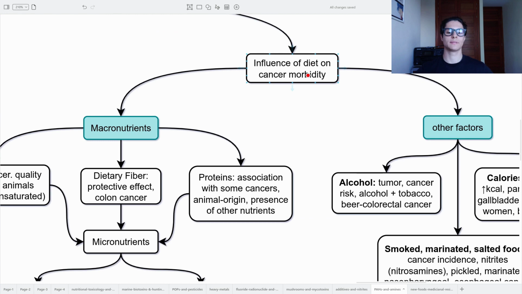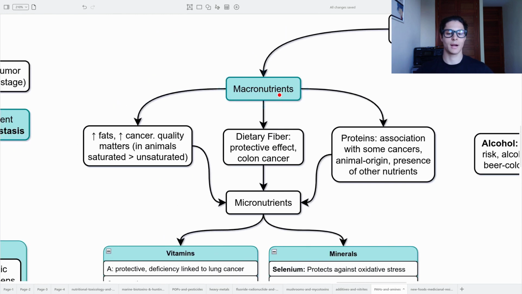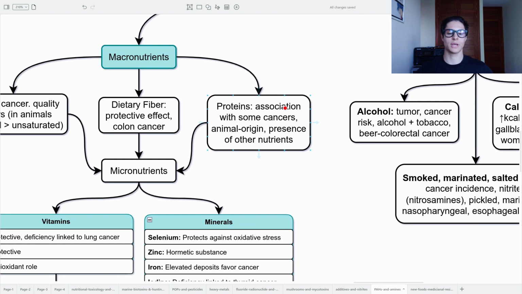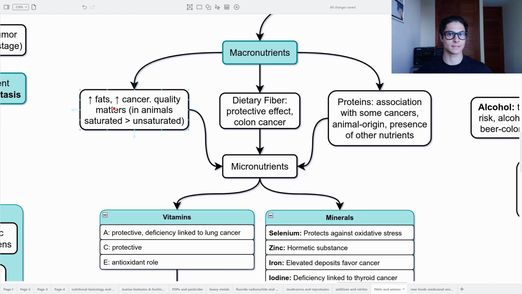So what is the influence of the diet on cancer morbidity? Macronutrients. Higher fats, higher cancer, but also the quality of the fat matters. And in animal studies it has been shown that saturated fats are better than unsaturated at preventing cancer formation. The dietary fiber has a protective effect for colon cancer. And the proteins, there is an association with some cancers, especially the animal origin proteins, and this is also due to the presence of other nutrients such as the fats.